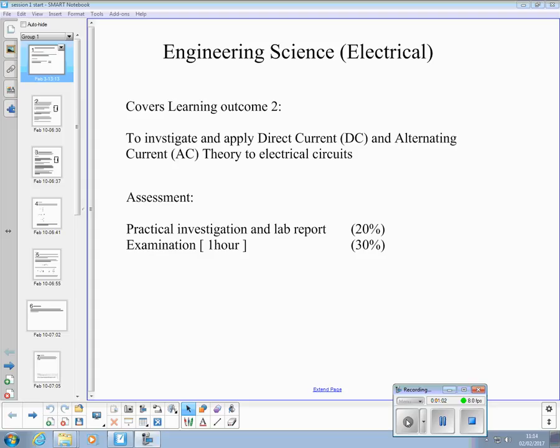A 1 hour exam on the electrical side, and then you'll have a similar thing, an assignment and an exam, worth the other 50% for Adrian. So that's how we assess this module.